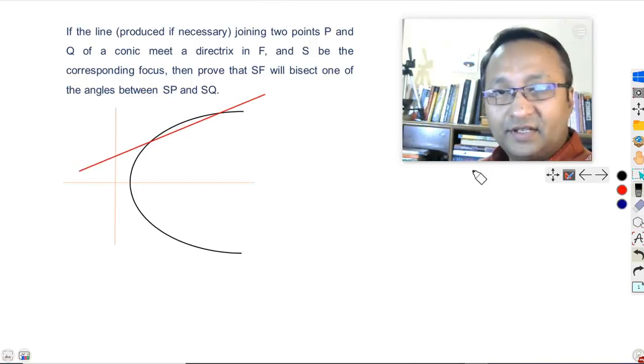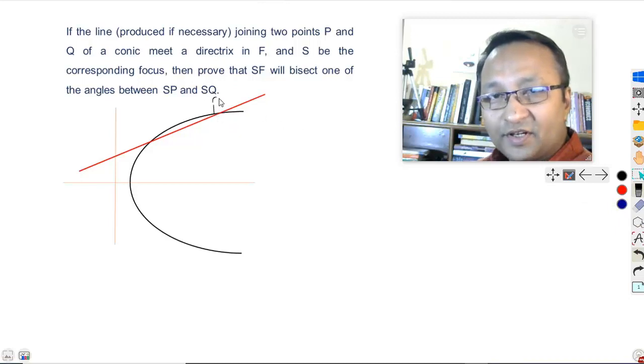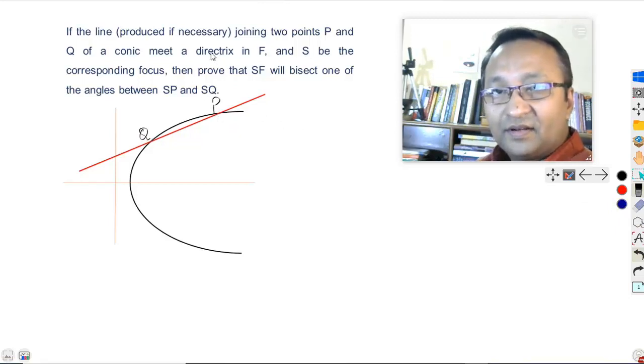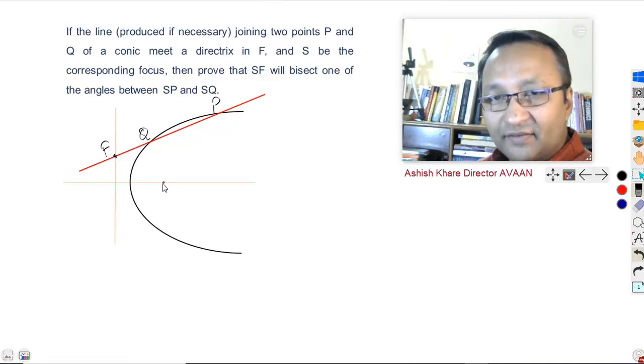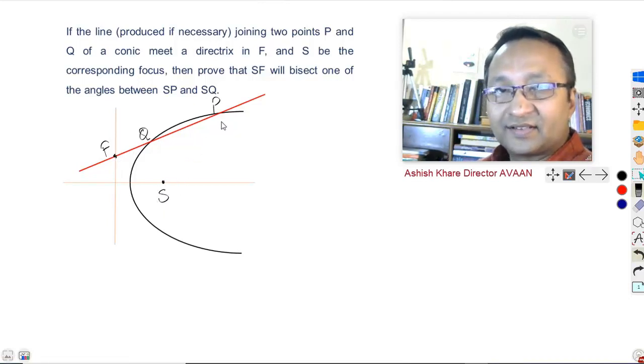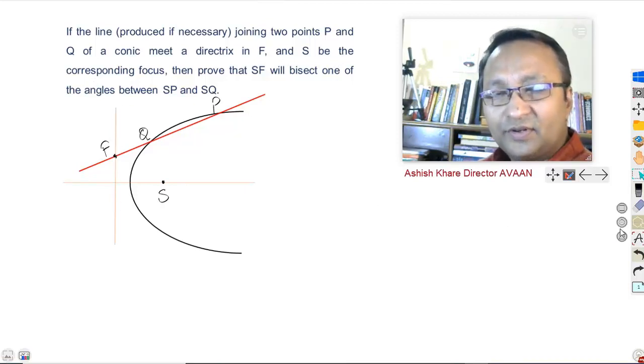which meets the conic at two distinct points P and Q and meets the directrix in F. The point here is that produced if necessary makes sense if it was a hyperbola and the chord was drawn on two different points on two different branches of the hyperbola, then you need not probably produce the segment to meet it at F. If I take this point as S be the corresponding focus, because when there are two directrices and two foci, then we have corresponding focus.